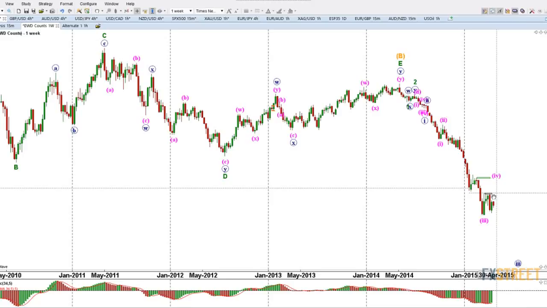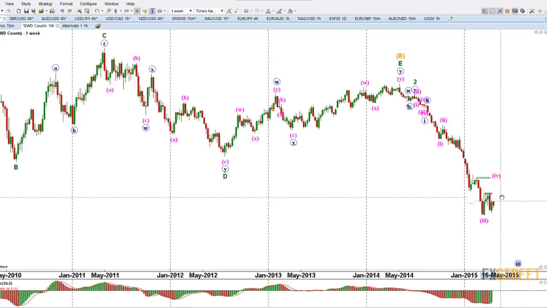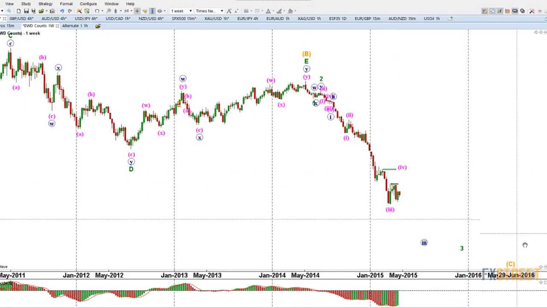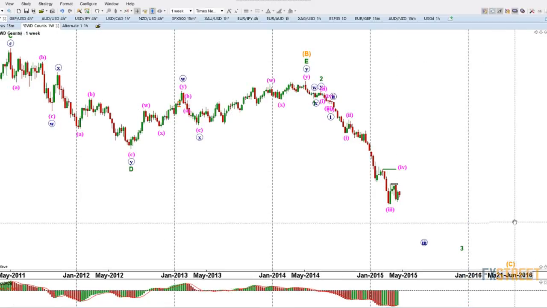So we have this wave count. Mainly, we are saying that the euro is going lower, is going to the par or lower. So the target that we can set on the weekly is going to be the par.